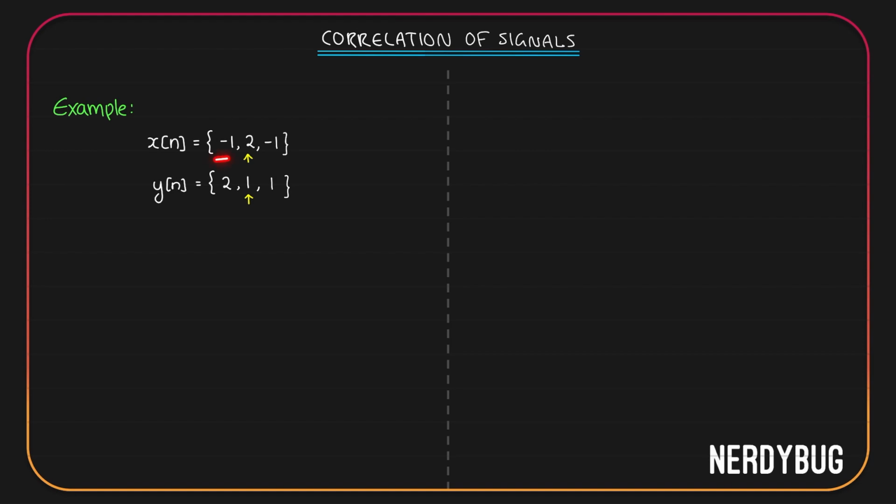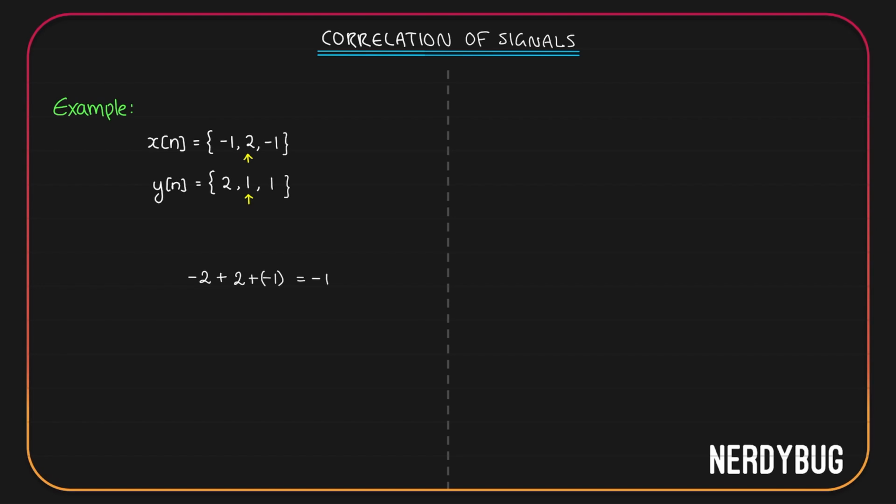x of n is minus 1, 2, minus 1, 2 being the zeroth term. y of n is 2, 1, 1, 1 being the zeroth term. What I am going to do is take the product of these two signals. So we'll have to multiply the corresponding terms with each other. Minus 1 will be multiplied with 2. I will get minus 2. Then 2 will be multiplied with 1. I'll get 2. Minus 1 with 1. I'll get minus 1. Now I will add all of these. And this gives me minus 1.